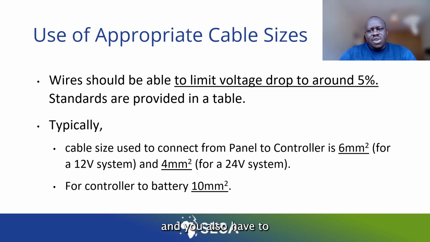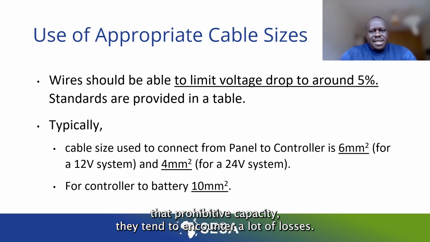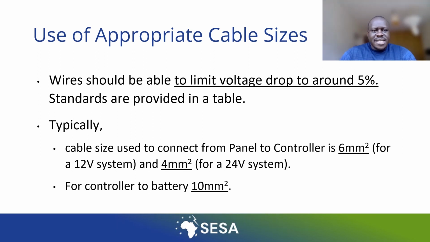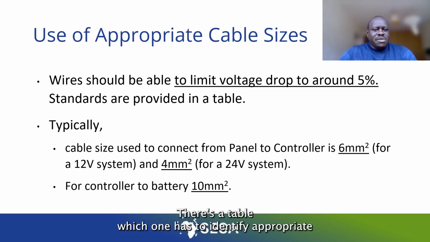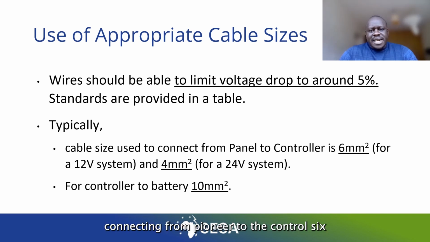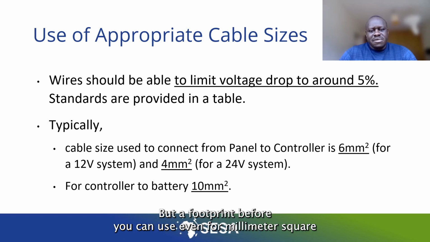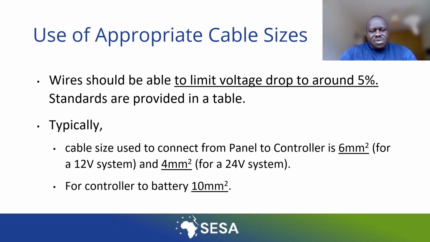And you also have to use appropriate cable sizes, because if you don't use the appropriate cable sizes, then you tend to encounter a lot of losses. Typically, we allow 5% voltage drop. And of course, there's a table which one has to use to identify appropriate cable sizes. But typically for small systems, connecting from panel to the controller, use 6 millimeter square for a 12 volt system, but for 24 volt you can use even 4 millimeter square. And for battery looping, you use 10 mm square.